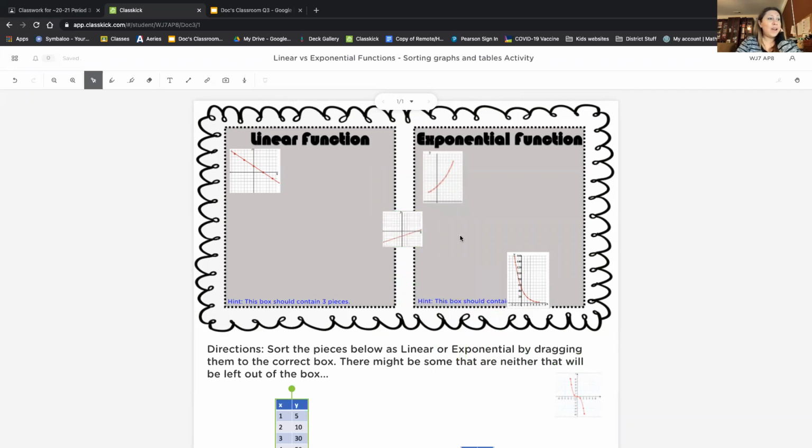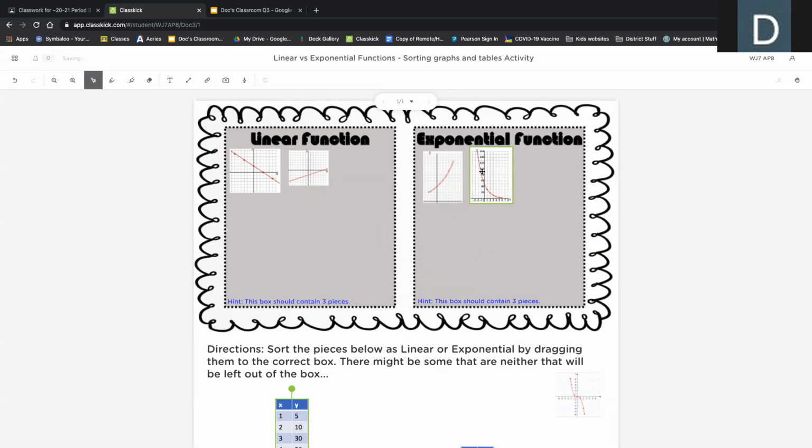So yeah. What about this graph? Is that linear or is that exponential? Yeah. That one's linear. Why? Again, because we have a straight line. What about this one? Exponential. That one's exponential, again, because we have that curve.